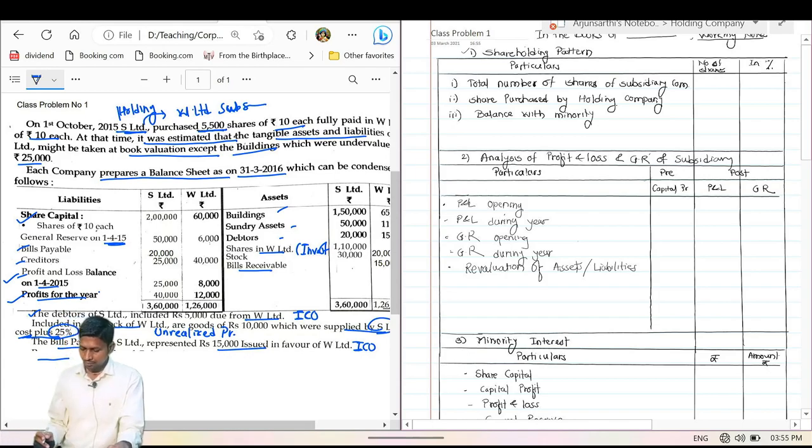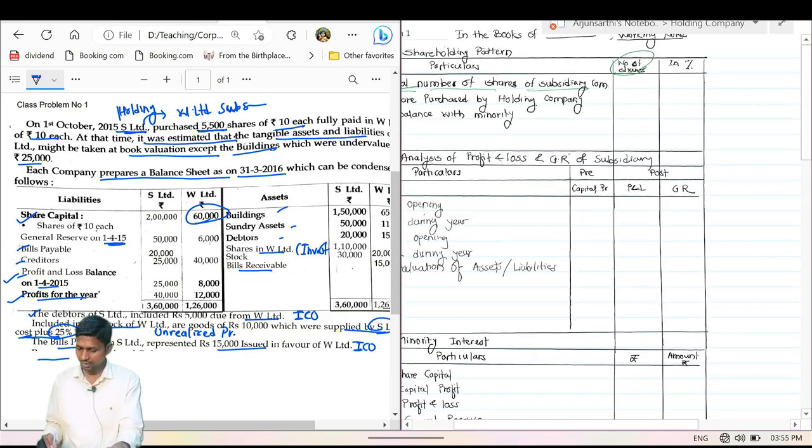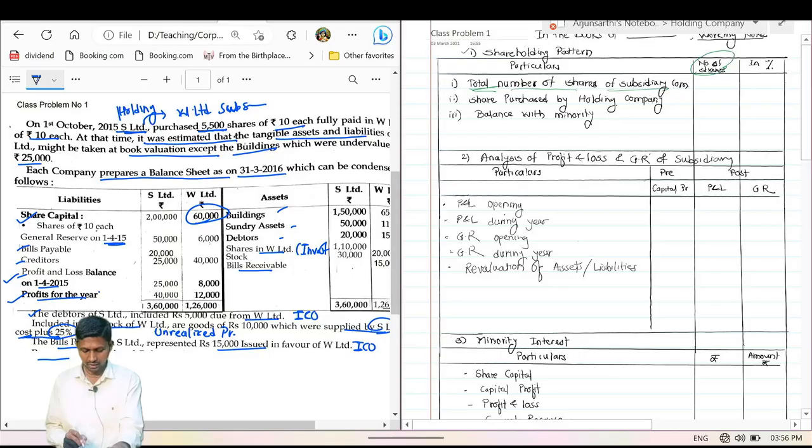Then start. First they have asked us to write in the shareholding pattern the total number of shares of subsidiary. We require numbers. Subsidiary means W is our subsidiary. Subsidiary ke shares in numbers mein chahiye. Yeh to subsidiary ka share ka amount ho gaya. Humko chahiye number of shares. Then how to convert amount into number, that you know. 60,000 and per share 10 rupees. 60,000 divided by 10, you will get 6,000 shares. Therefore, write 6,000 shares.